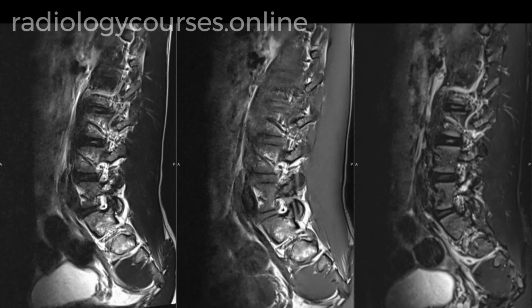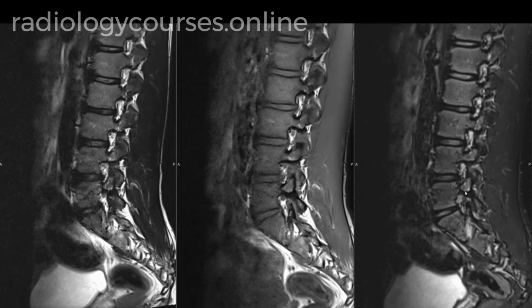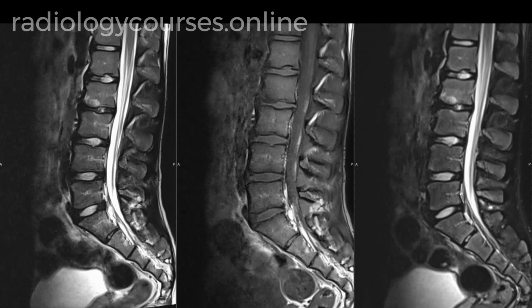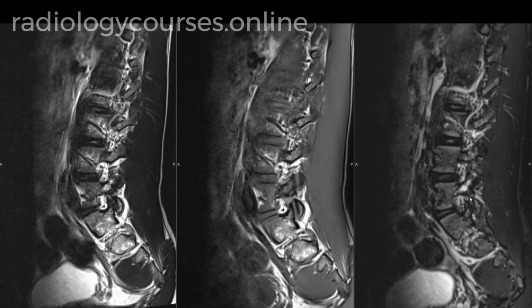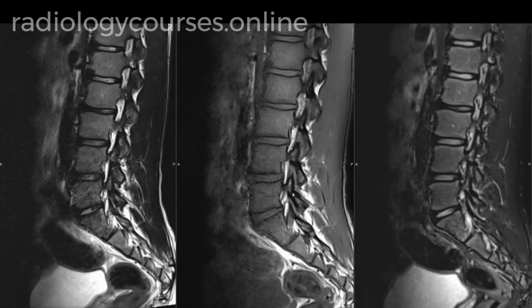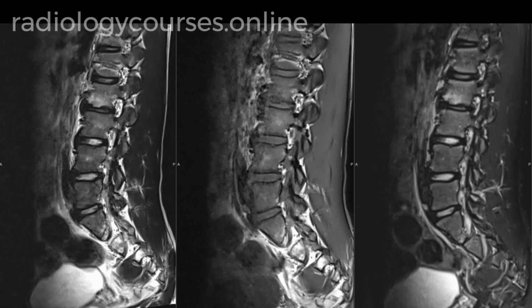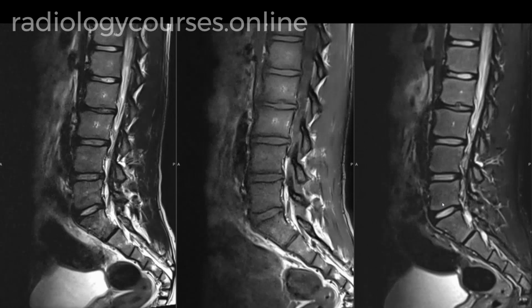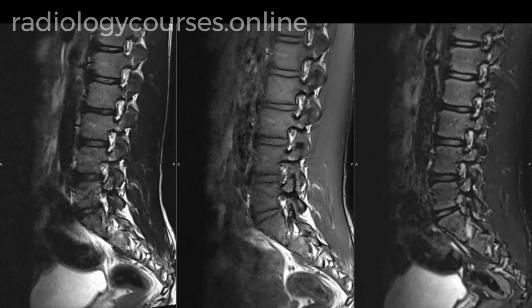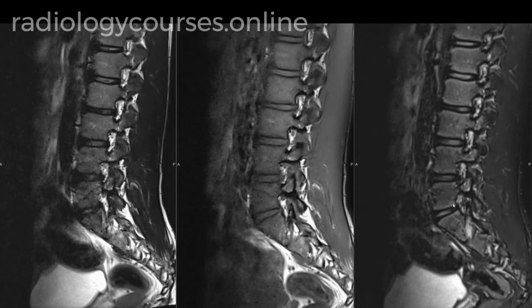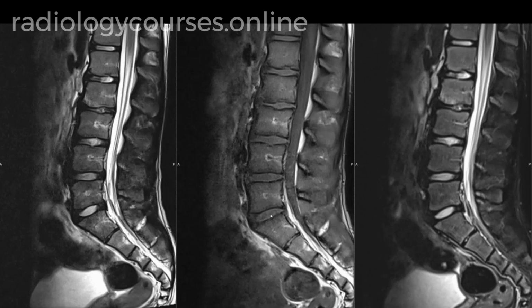If we look carefully at the pars interarticularis, this is the pars on the left side which shows normal signal on STIR, and here we have the pars on the right side which shows significant abnormal signal. On the sagittal T1 there is no evidence of fracture of the pars interarticularis on either side. So these features most likely represent significant stress edema in the right side of the pars interarticularis with no evidence of fracture or listhesis.